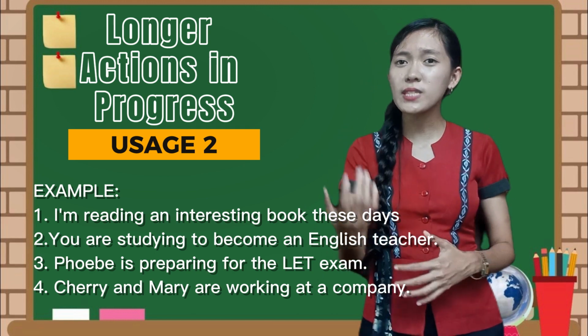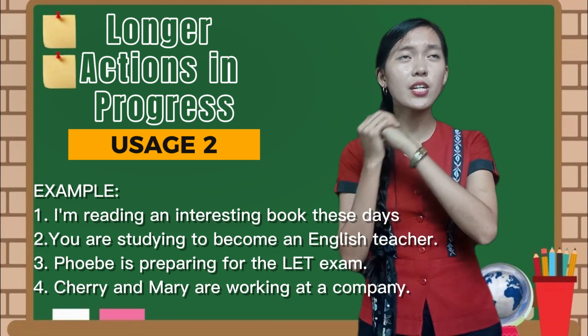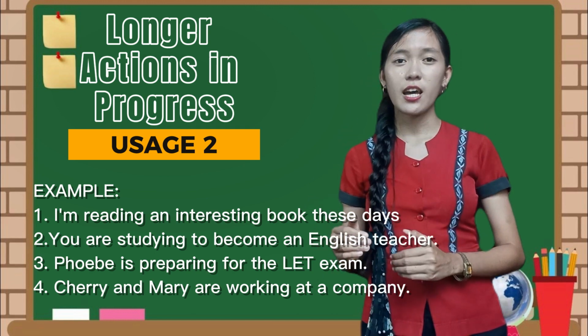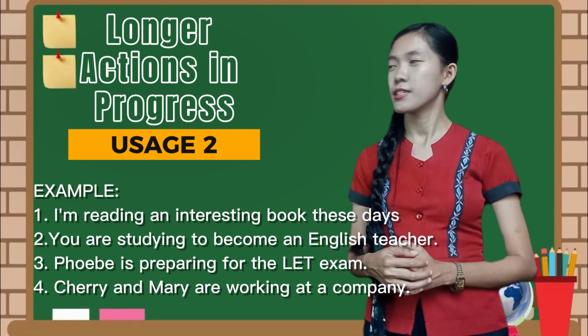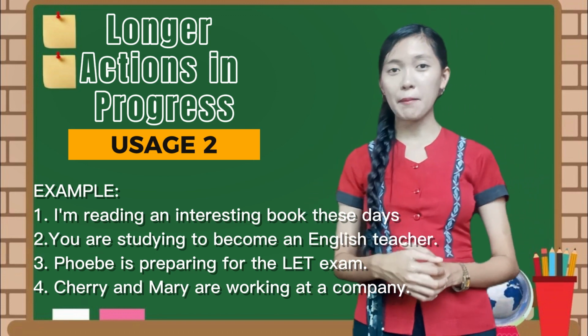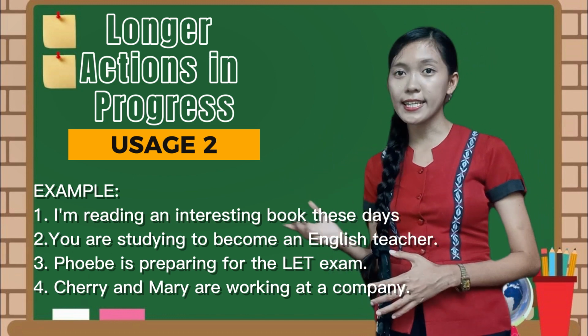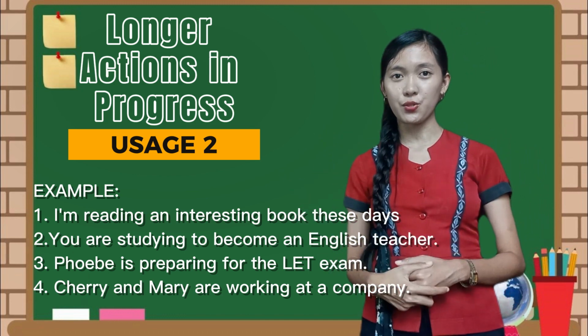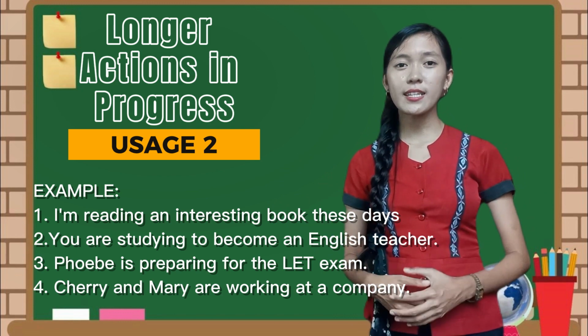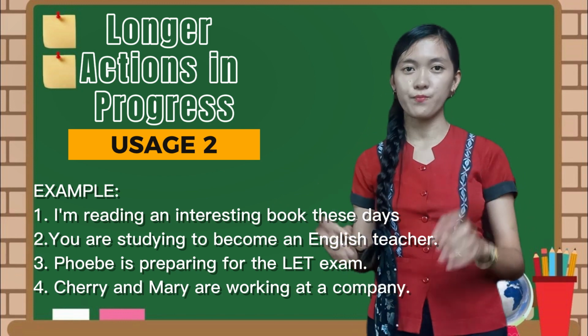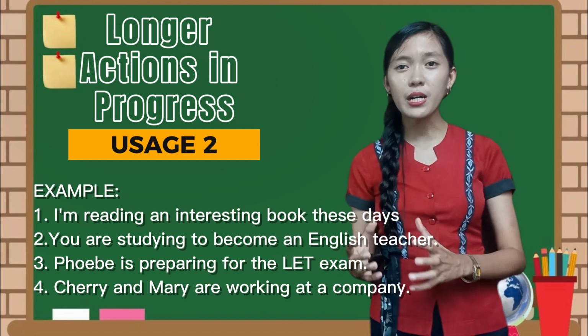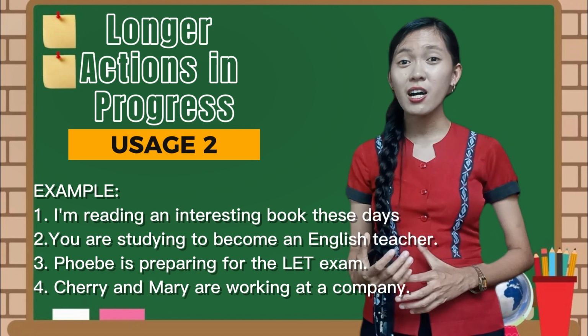Again, you'll notice that there is an ing after the verb. Move forward to the next example. The next sentence says, you are studying to become an English teacher. Now we can see that the subject here is you. Therefore, the be verb that we will use is are.